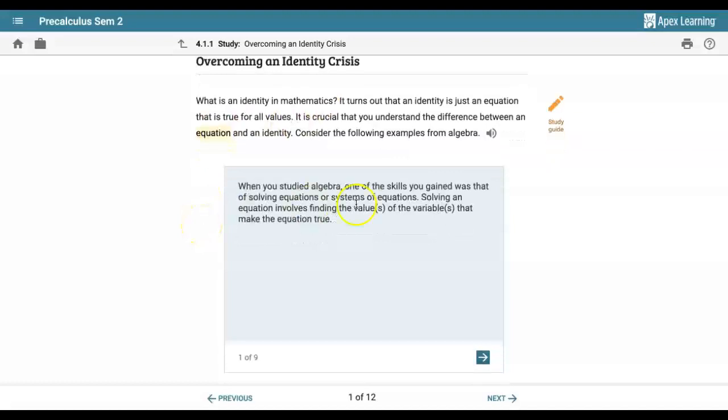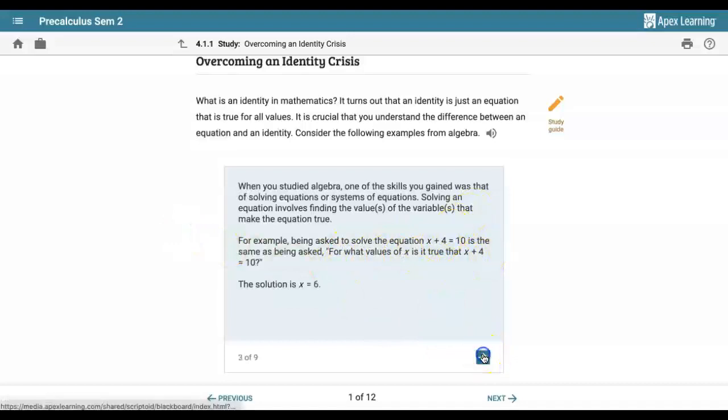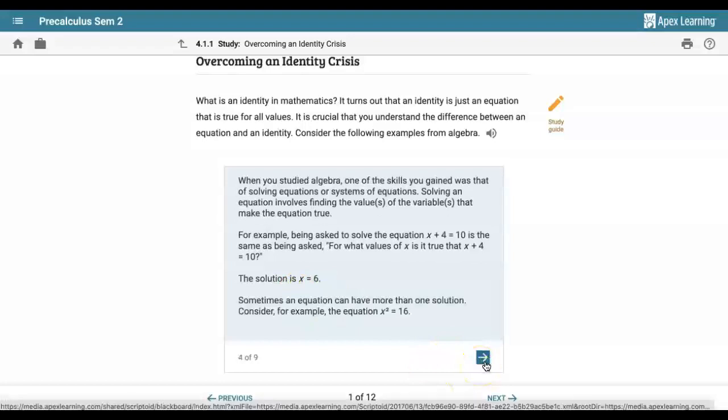So if we look back here at this example from algebra, you studied the skill that was solving equations or systems of equations. Solving an equation involves finding the values of a variable that make the equation true. For example here, being asked to solve this, for what values of x is it true that x plus 4 equals 10? We know that obviously that solution is x equals 6. So that is looking at an equation here.